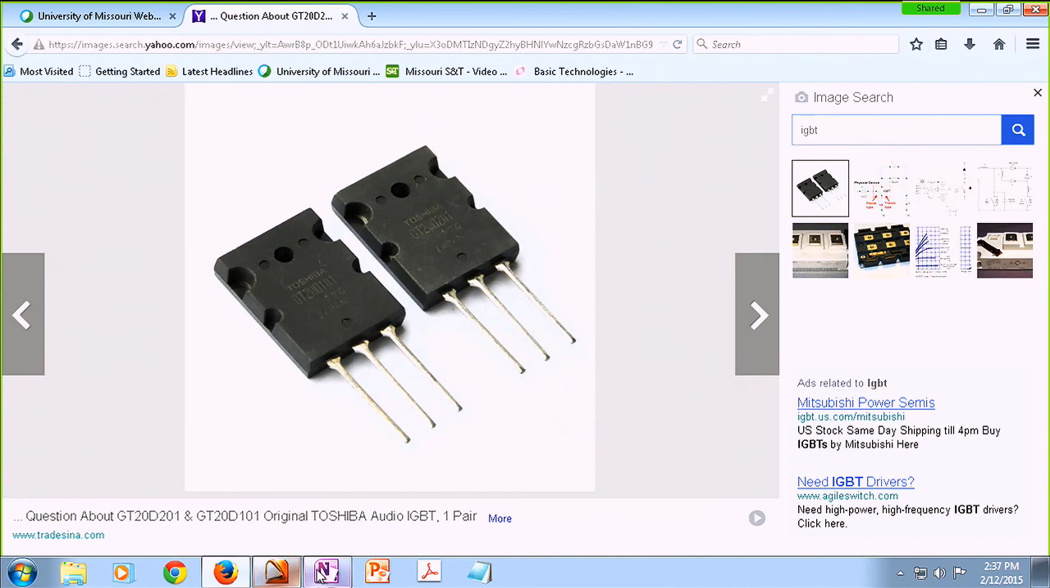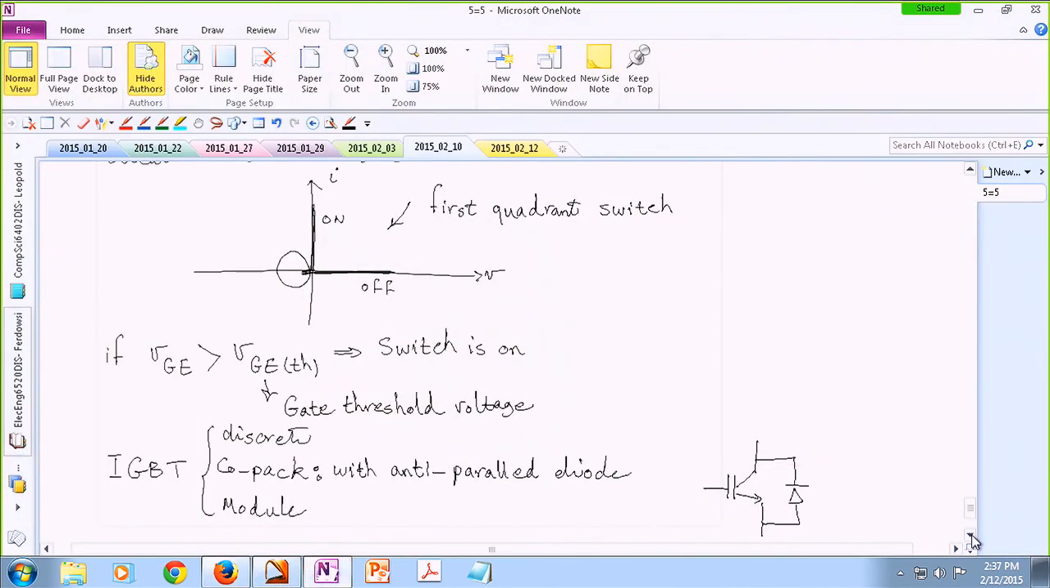All right, so let's go back to our IGBT description. Any questions? Yes? I have one question.